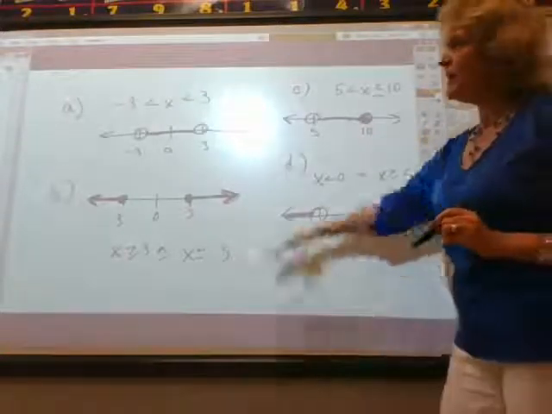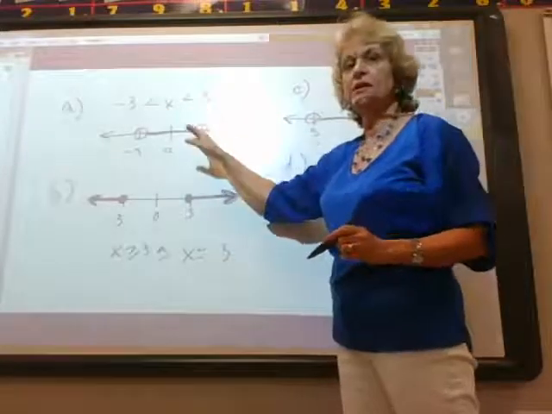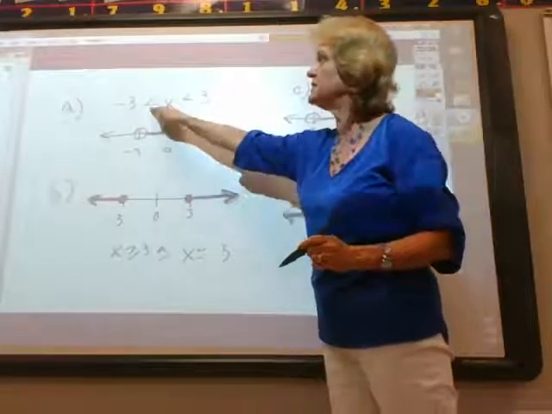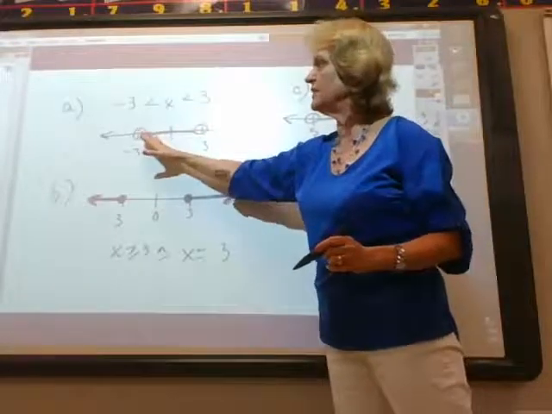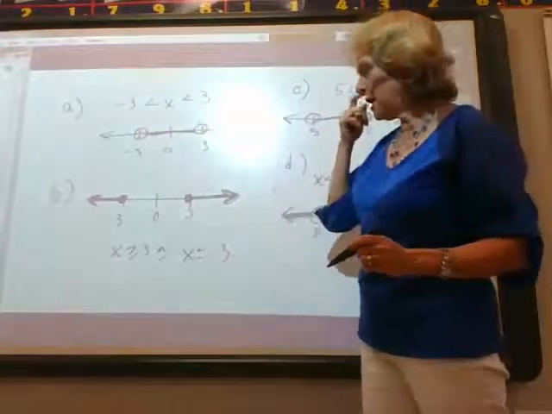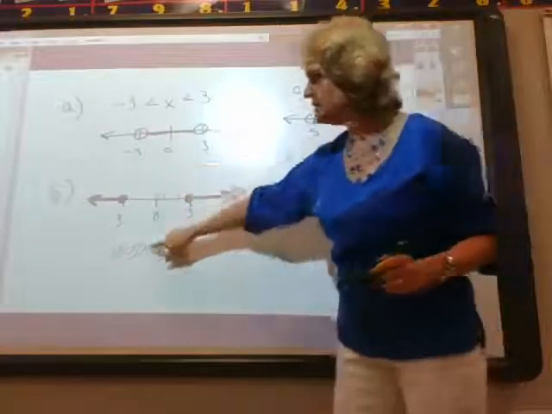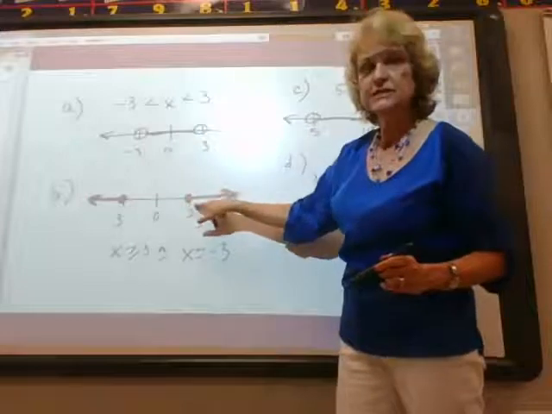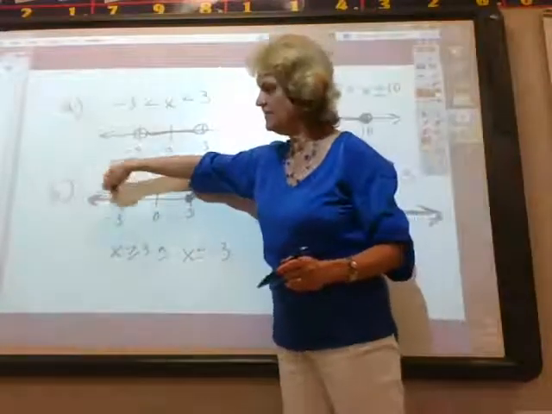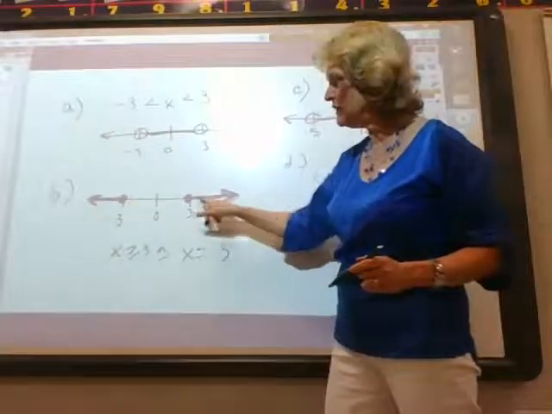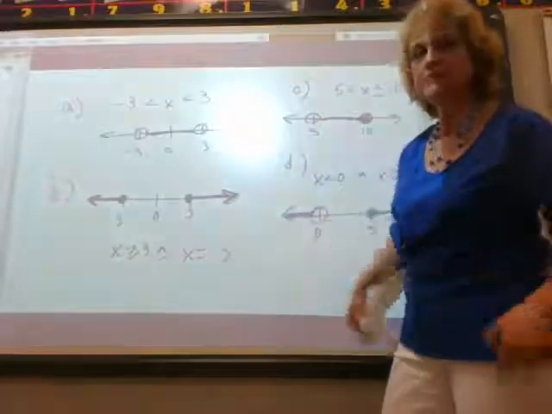All right, so for A, we have a conjunction. We want numbers between -3 and 3. I've got open circles because I don't have my equal sign with my inequalities, and I have a conjunction, shading in between. For B, I have a disjunction, an or, right? So x is greater than or equal to 3, filled in, or less than or equal to -3, that way. I am including because of the equal underneath, so I fill in my circles.